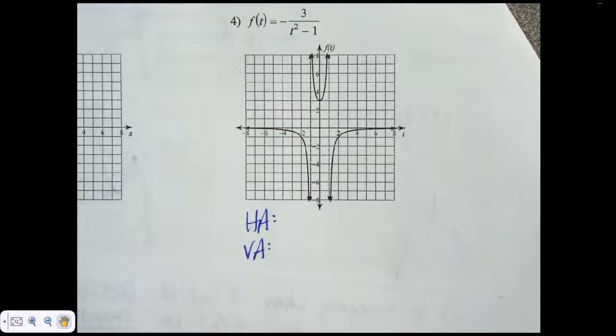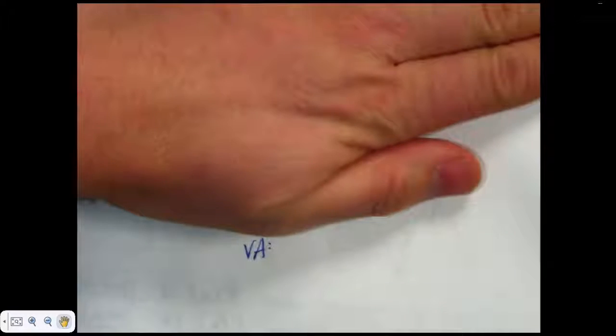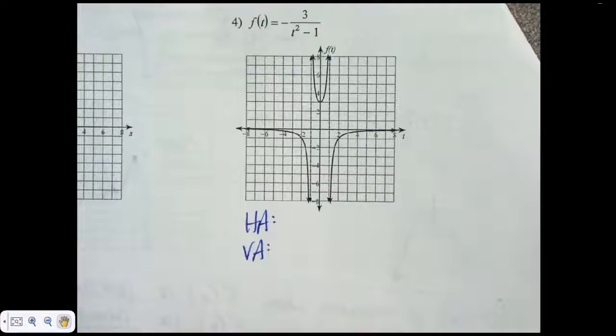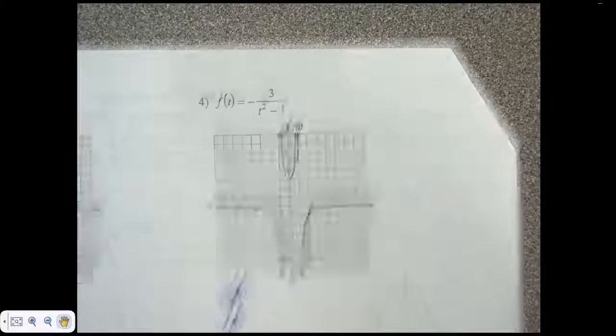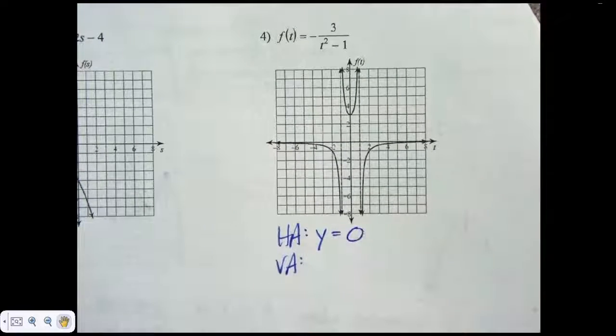Someone has to speak. Horizontal asymptotes, what do you look for? If you have the graph, what do you look for in the fraction? Higher power. Where's the higher power in this fraction? On the bottom. That means there's a horizontal asymptote at y equals 0.